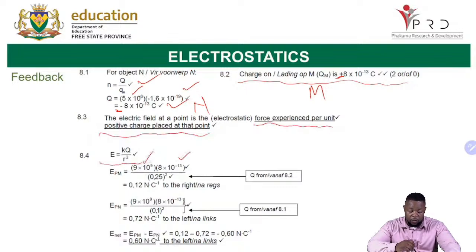The value of the charge is given there. The distance of 0.25 is the distance between the charge and the point. And then we also have the other charge that is only 0.1 meters away. Now, the direction is told in this way.